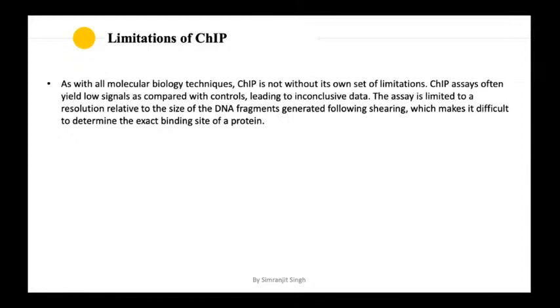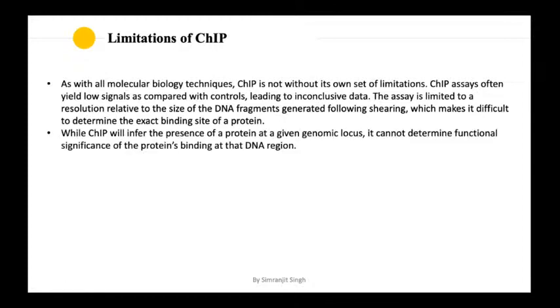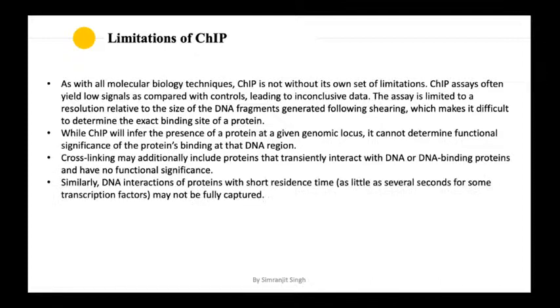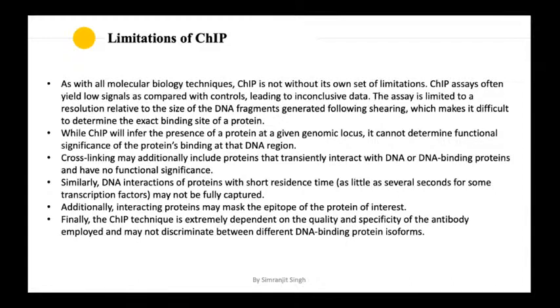There are some limitations that ChIP has: it yields low signals as compared to the controls, giving very inconclusive data, and is limited to the resolution related to the size of DNA generated by shearing, which makes it difficult to examine the exact binding site of protein. Furthermore, it cannot determine the presence of proteins at a given genomic locus, nor the functional significance of that DNA. Moreover, it could mask the epitope of the proteins of interest, and it's extremely dependent upon the quality and specificity of the antibody employed and may not discriminate between different DNA binding protein isoforms.